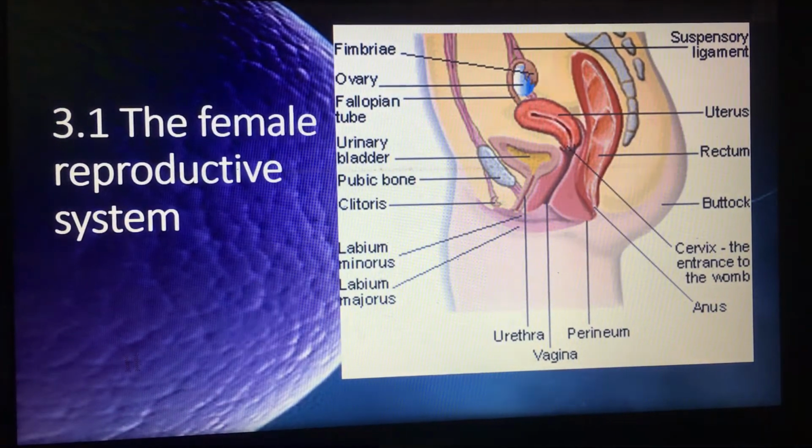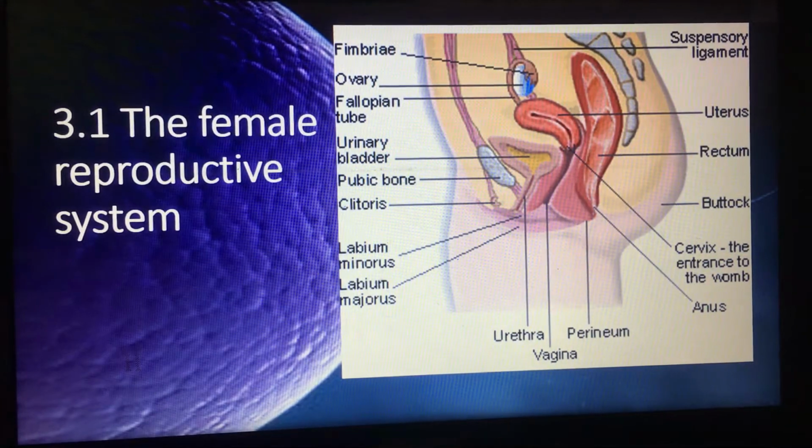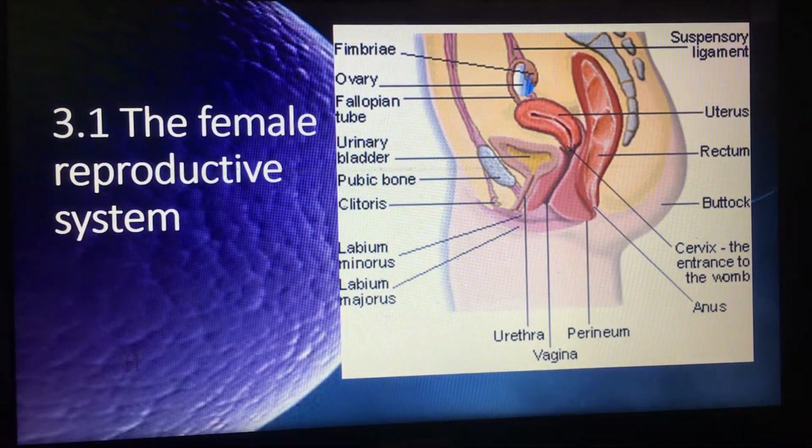Good morning, this is Ms. Rezan. Today we are going to talk about the female reproductive system. After this lesson, you should be able to name the main parts of the female reproductive system and describe the function of each part in the system.